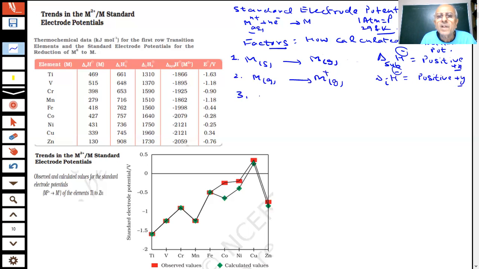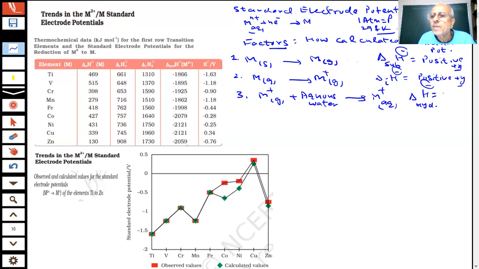Third, what will happen? This goes in the solution. Aqueous means water, or any solvent, mostly water we are using, then we are saying M plus aqueous. Hydration, delta hydration. Is this positive or negative? Negative. Let it be minus z. What is the total delta H, students? It will be x plus y minus z. Now the sign could be positive or negative.